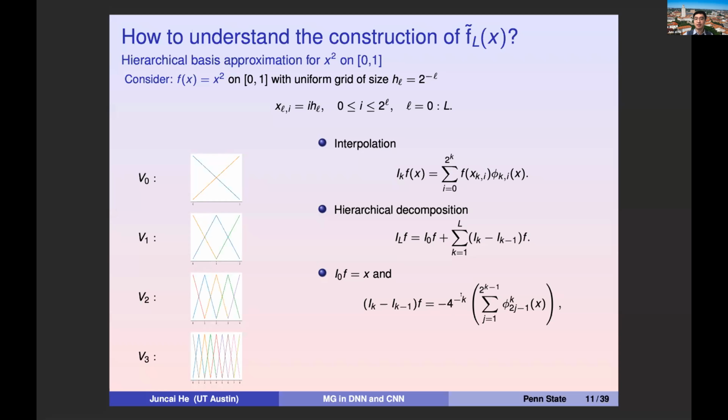Then you will see that the key observation is that the coefficients for these basis functions are equal. It's just a constant that is independent of i or j. It just depends on this level k. Then we found that this g_k, which we discussed before and used to define the DNN, is exactly equal to this composition of the hierarchical basis functions on each level.